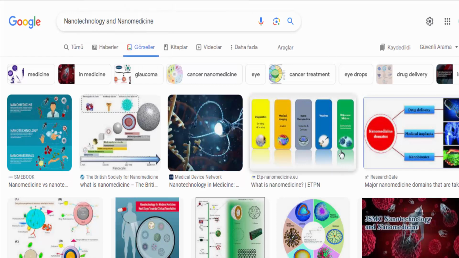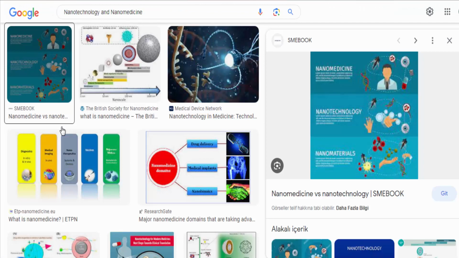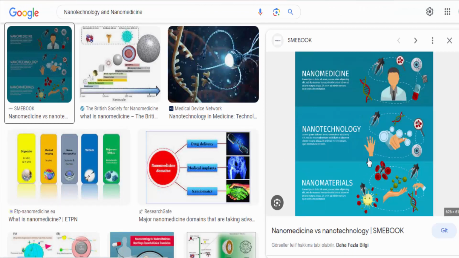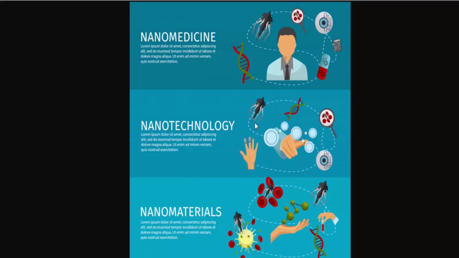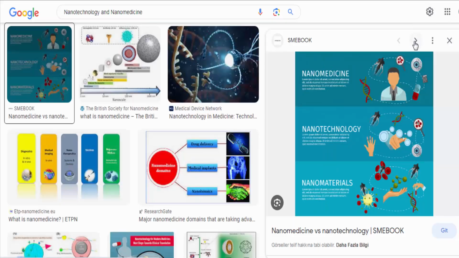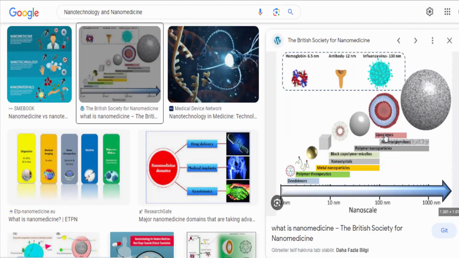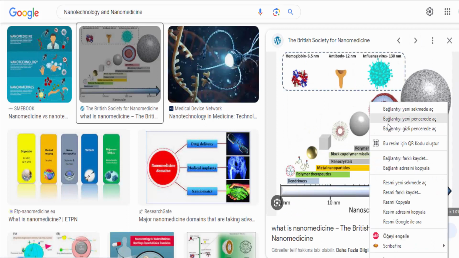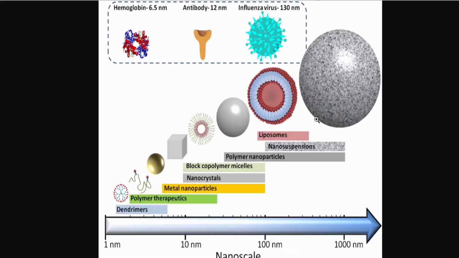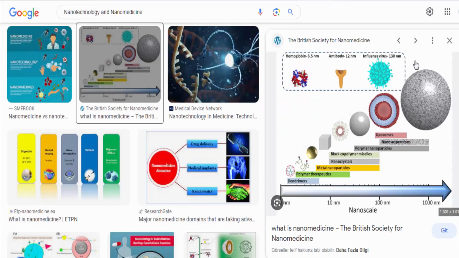Nanotechnology and nanomedicine are two closely related fields that involve the manipulation and application of materials and devices at the nanoscale level. Nanotechnology refers to the science, engineering, and application of materials and devices with structures, properties, and functionalities that emerge at the nanometer scale, typically between 1 and 100 nanometers. At this scale, the properties of materials can significantly differ from their bulk counterparts due to quantum effects and increased surface-to-volume ratios.